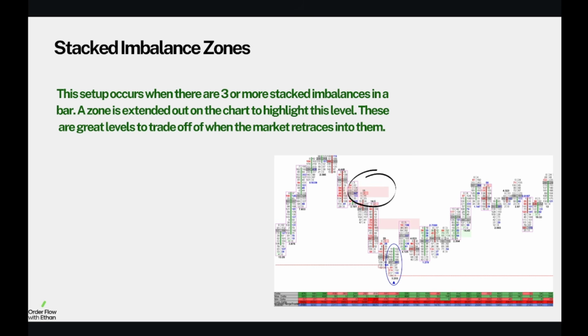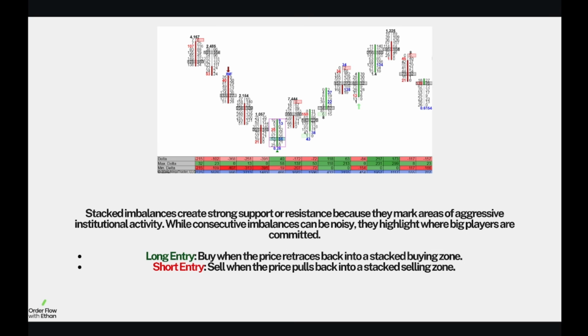So the last setup we'll be talking about is the stacked imbalance zones. This setup occurs when there are 3 or more stacked imbalances in a bar. A zone is extended out on the chart to highlight this level. These are great levels to trade off when the market retraces into them. Stacked imbalances create strong support or resistance levels because they mark areas of aggressive institutional activity. While consecutive imbalances can be noisy, they highlight where big players are committed.